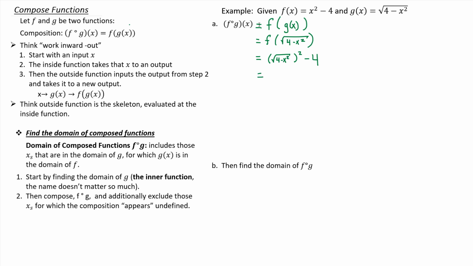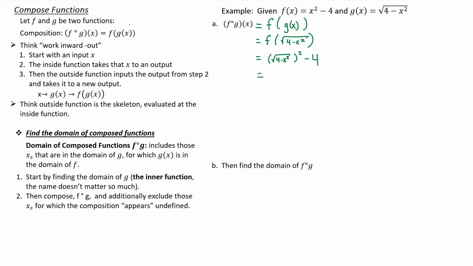Let me explain this another way. Basically, you used the skeleton of the outside function f and evaluated it at the inside function g. So you use this skeleton, x squared minus 4, and you replace the x with the inside function, the square root of 4 minus x squared. And that's how composition always works. And then you just need to perform the operations.